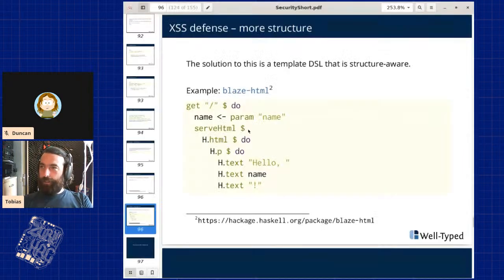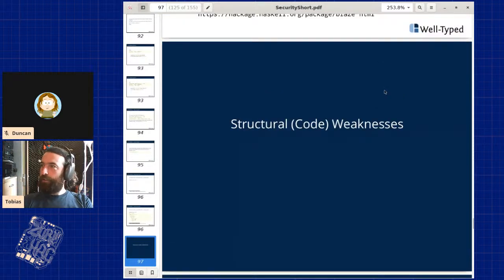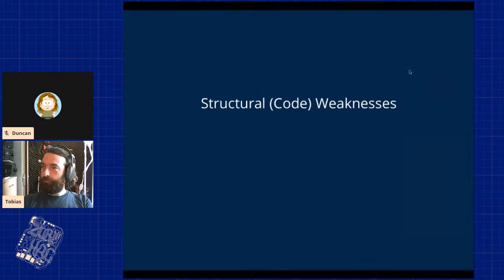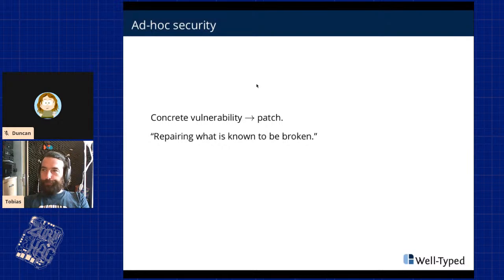All right, so let's move on to a slightly bigger picture. Structural code weaknesses. So far, we have been discussing very concrete vulnerabilities and concrete strategies for avoiding them. But there is, of course, a bigger picture to it. When we write code, we usually have a process going on. We do things in a certain way. And security is part of that process, whether we want it to be or not.